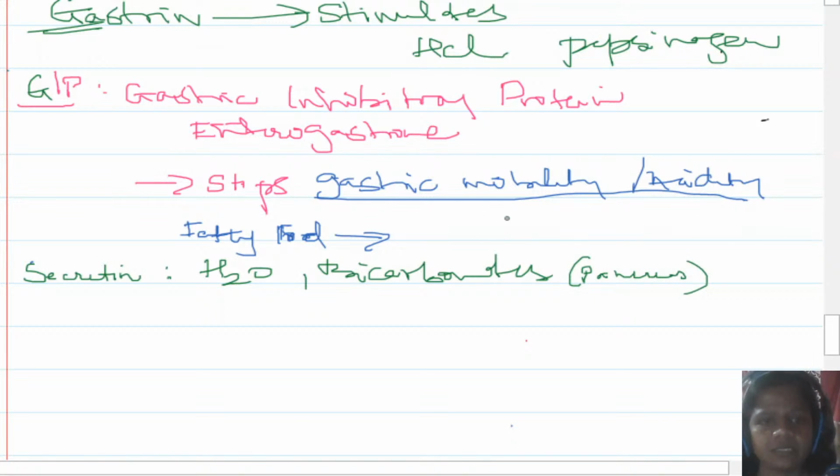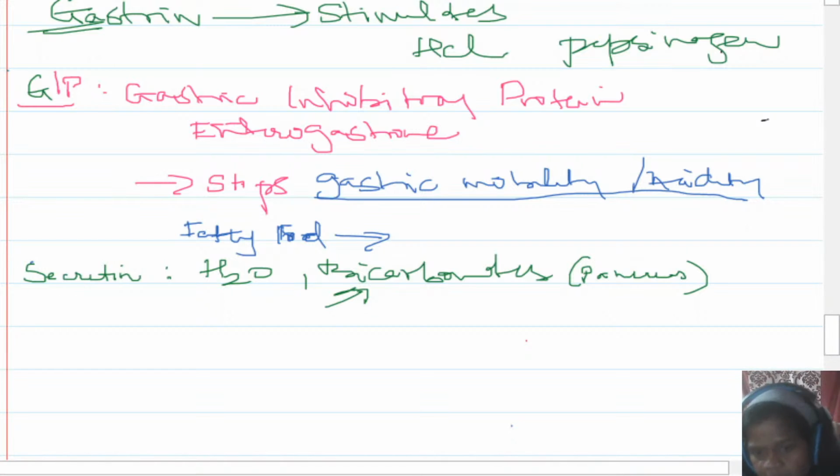Why? Because the chyme, the semi-digested food coming out from the stomach, is very acidic, right? So in order to neutralize the acidity, bicarbonates are produced, and that is helped by secretin. The hormone that helps this is secretin.